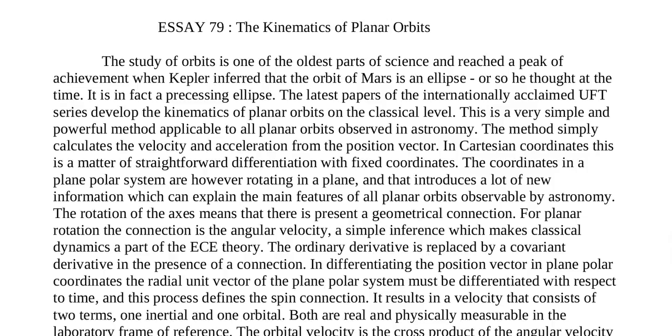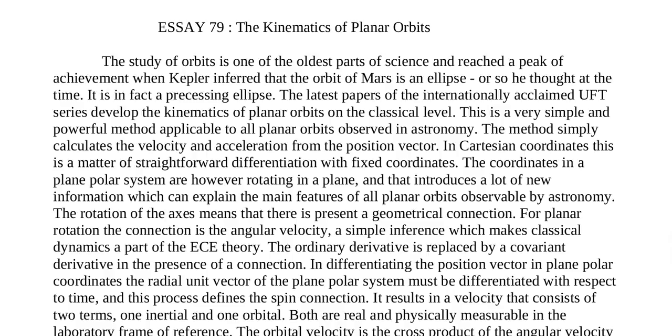It is in fact a precessing ellipse. The latest papers of the internationally acclaimed UFT series develop the kinematics of planar orbits on the classical level. This is a very simple and powerful method applicable to all planar orbits observed in astronomy. The method simply calculates the velocity and acceleration from the position vector. In Cartesian coordinates, this is a matter of straightforward differentiation with fixed coordinates. The coordinates in a plane polar system are, however, rotating in a plane, and that introduces a lot of new information which can explain the main features of all planar orbits observable by astronomy.